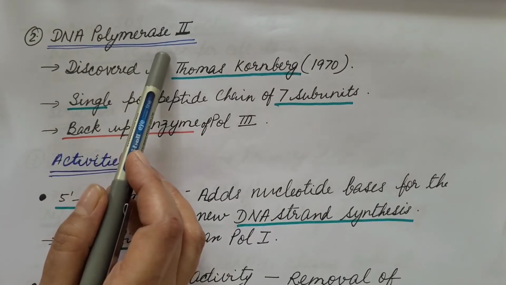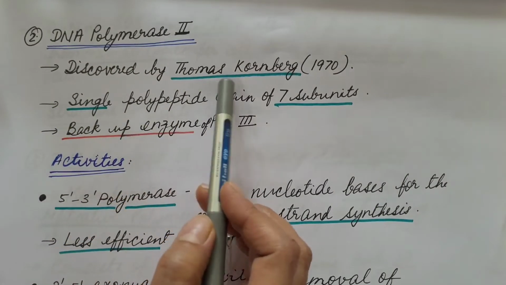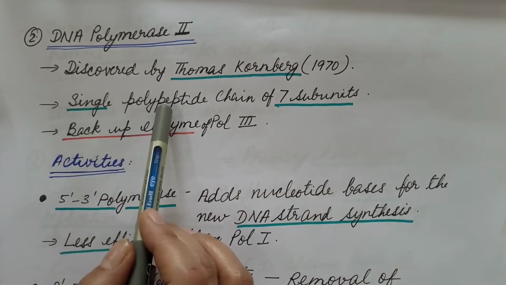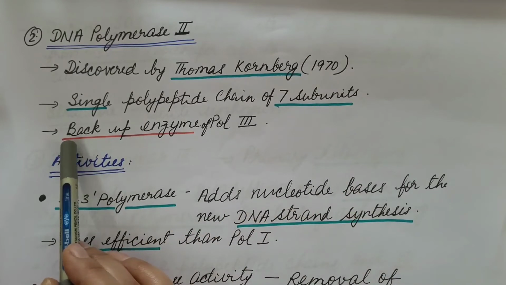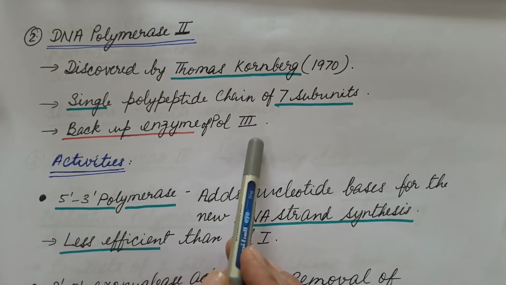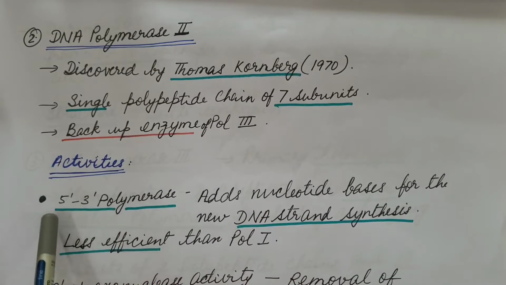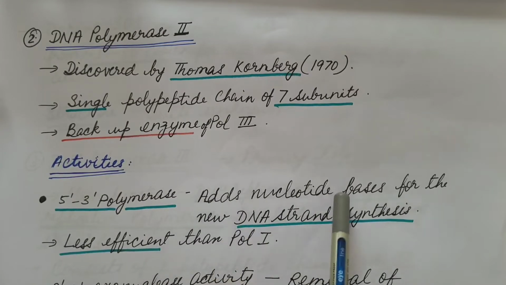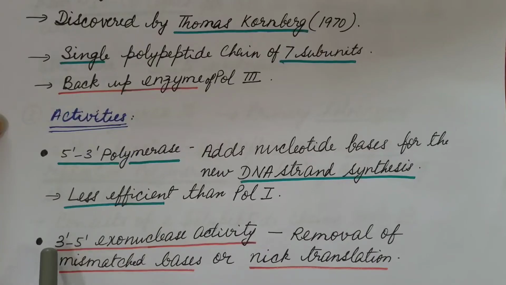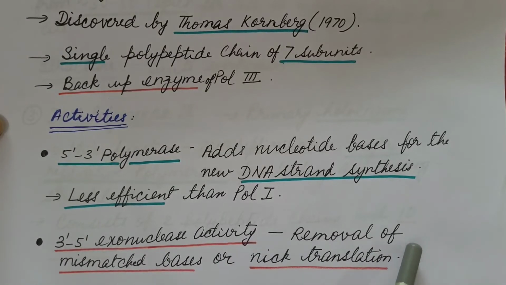Second is DNA polymerase 2. It was discovered by Thomas Kornberg in 1970. It is made up of a single polypeptide chain that consists of 7 subunits. It is known as the backup enzyme of polymerase 3. Activities: it shows 5'-3' polymerase activity, that is, it adds nucleotide bases for the new strand synthesis. It is less efficient than polymerase 1. It also shows 3'-5' exonuclease activity, that is removal of mismatched bases or nick translation.